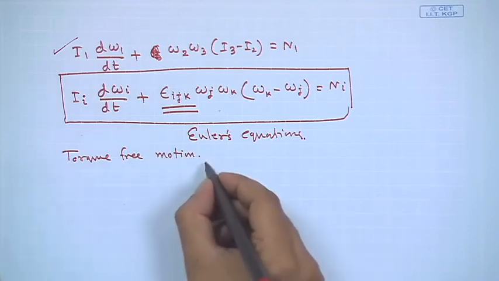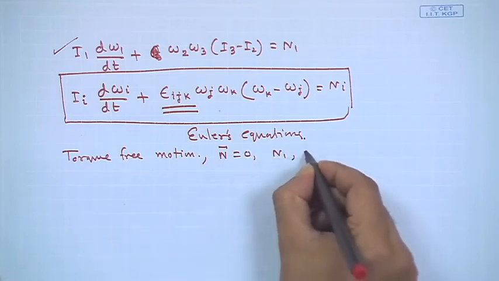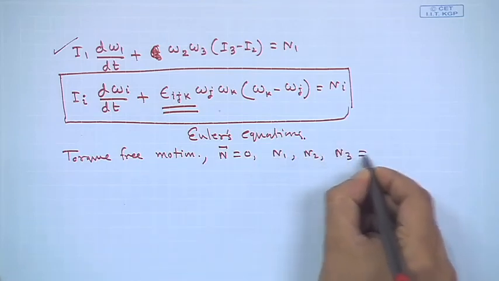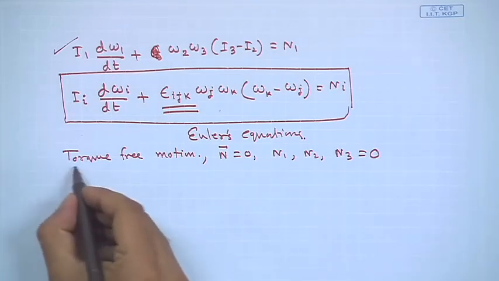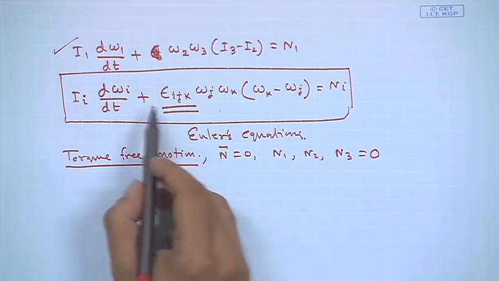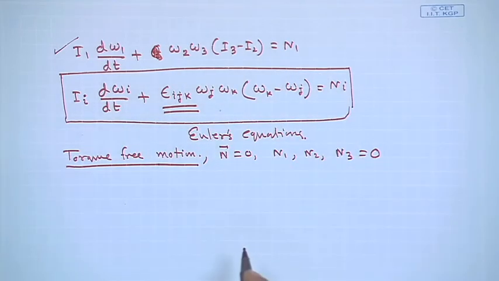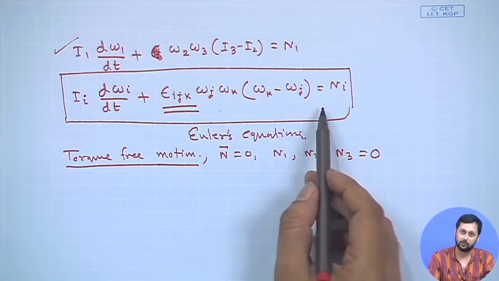Torque free motion means n equal to 0, that means n1, n2, n3 all equal to 0. Now, if we are dealing with a torque free motion and we are in the principal frame, please remember this equation is written out in the principal axis system. If we are deviating from the principal axis system, then of course there will be additional terms in this equation and it will not be as simple as this one.